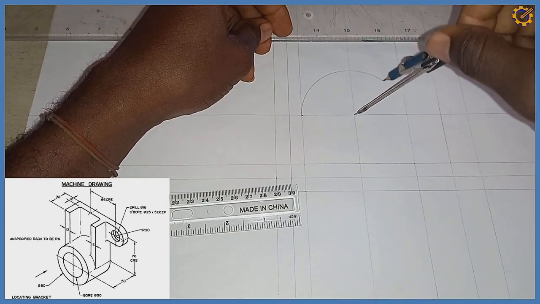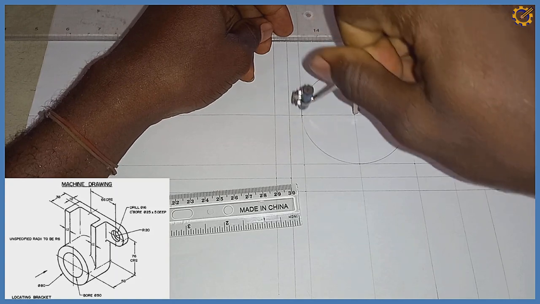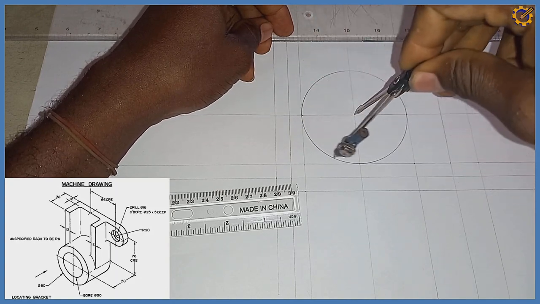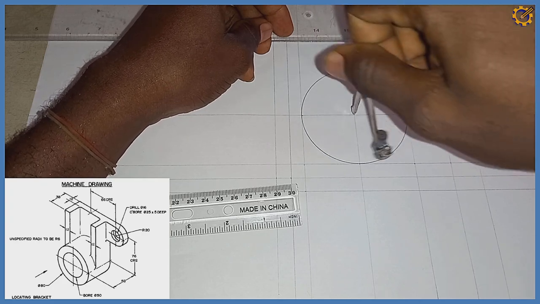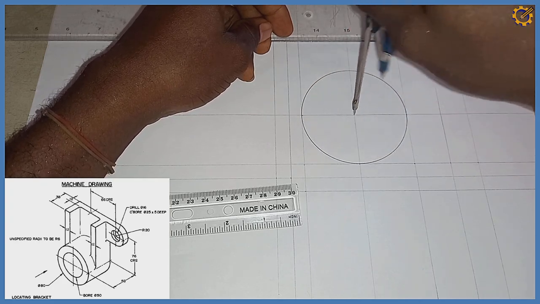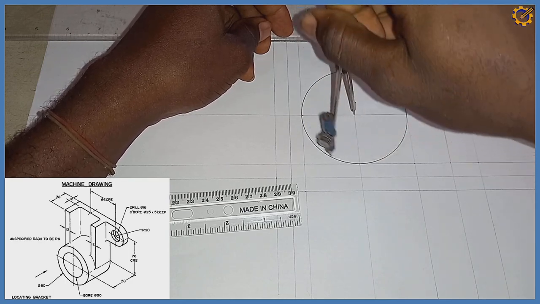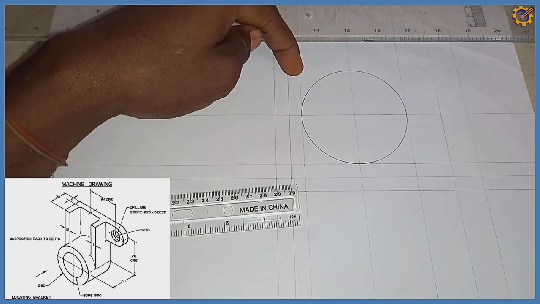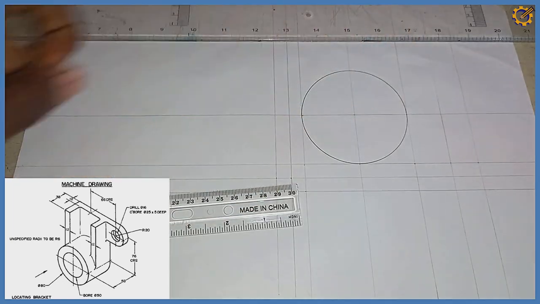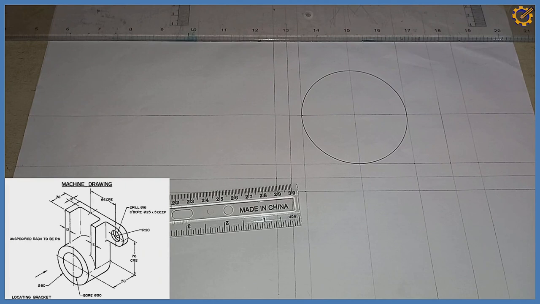So I'm going to produce this cylinder. As you can see, it touches both the bottom and the vertical lines. It is tangential to those lines. You can see that this circle is tangential to this line, tangential to this, and tangential to this, which shows that what we are doing is absolutely correct.